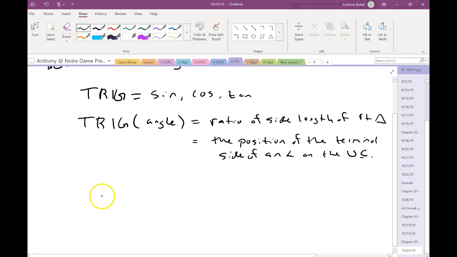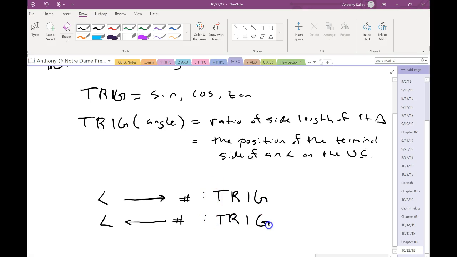So what the sine, cosine, and tangent are doing is basically taking an angle and turning it into a real number. So our inverse is going to go the opposite way. It's going to take a ratio of side lengths or some kind of coordinate or position from the unit circle and translate it back into an angle. So our trig does this, and the way we'll write our inverse trig is we'll put a little -1 in the exponent.